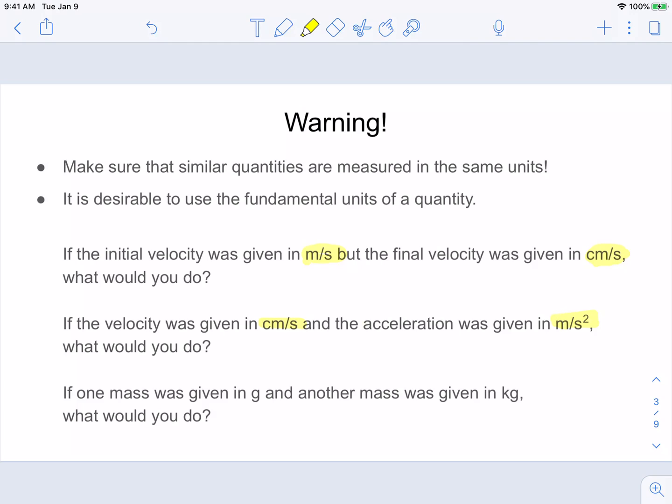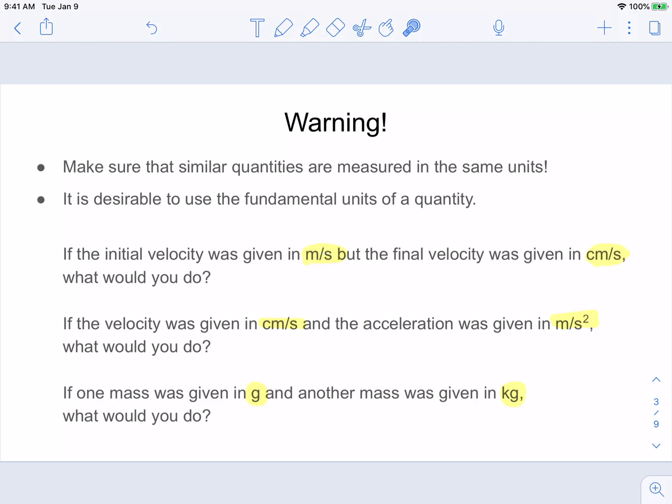So if one mass is given in grams and another mass is given in kilograms, what would you do? We need to stop first and think, what is the fundamental unit of mass? The fundamental unit of mass is kilograms, which a lot of people forget and think that it's grams. It is kilograms. So what I would do is convert the gram measurement into kilograms before I start my problem.